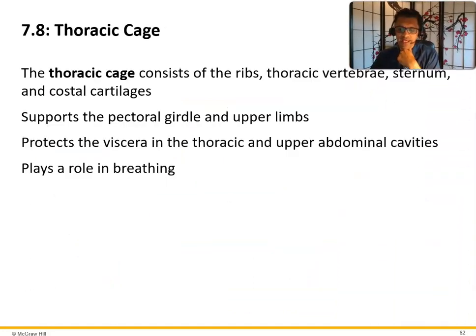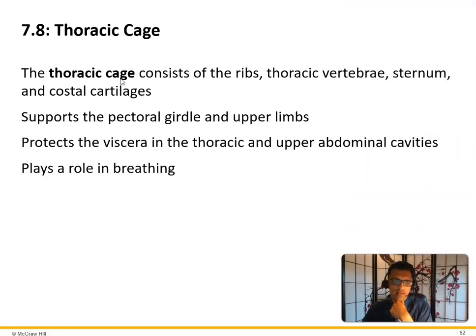Okay, so the thoracic cage consists of ribs, 24, thoracic vertebrae, which is another 12, so 12 plus 12, 24, and the sternum, which is 1 more, 25. So the thoracic cage itself is 25 bones. It supports the pectoral girdle and upper limbs, protects the viscera in the thoracic and upper abdominal cavities, and plays a role in breathing.